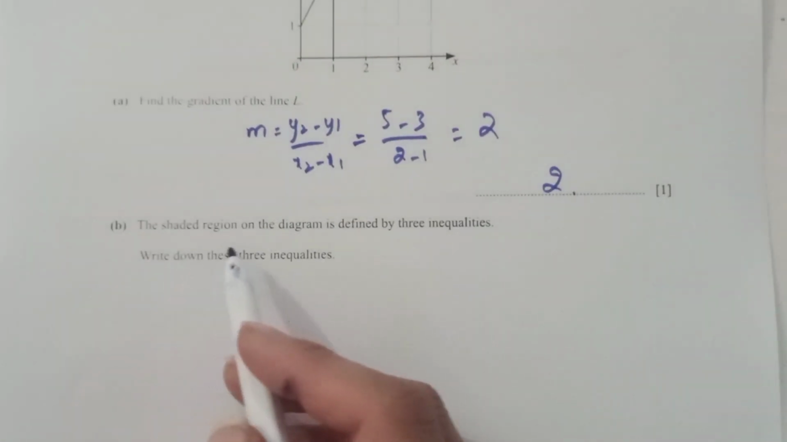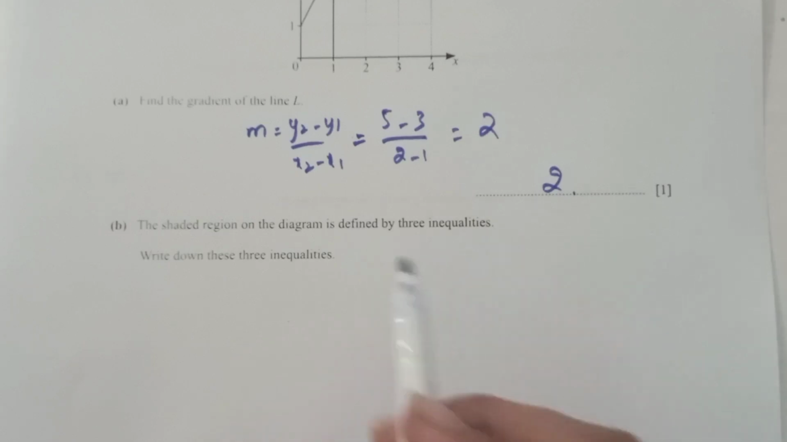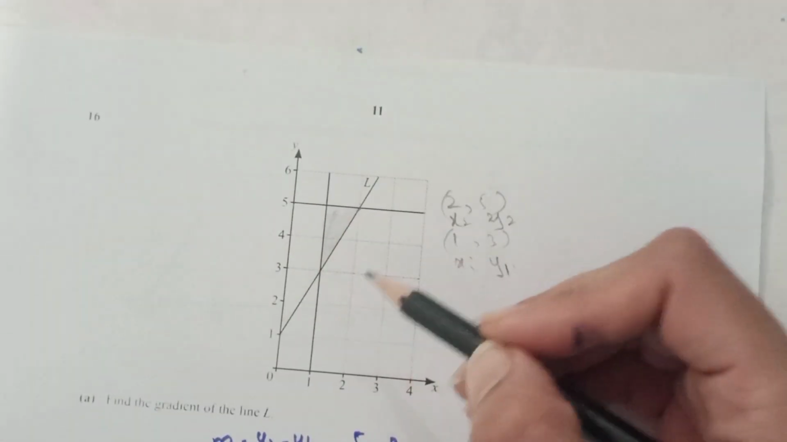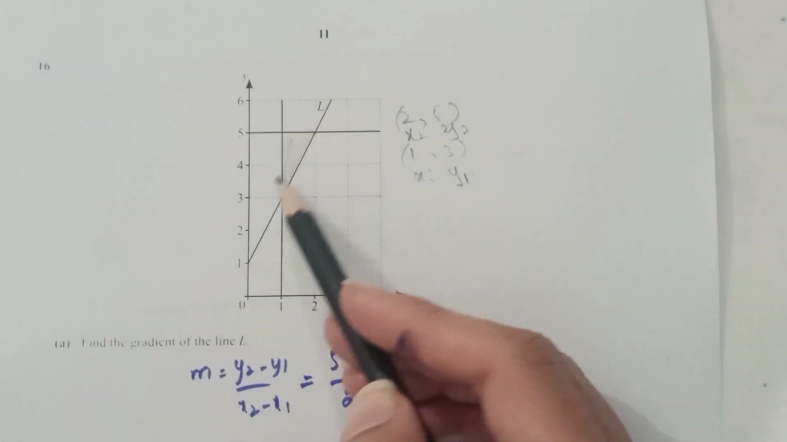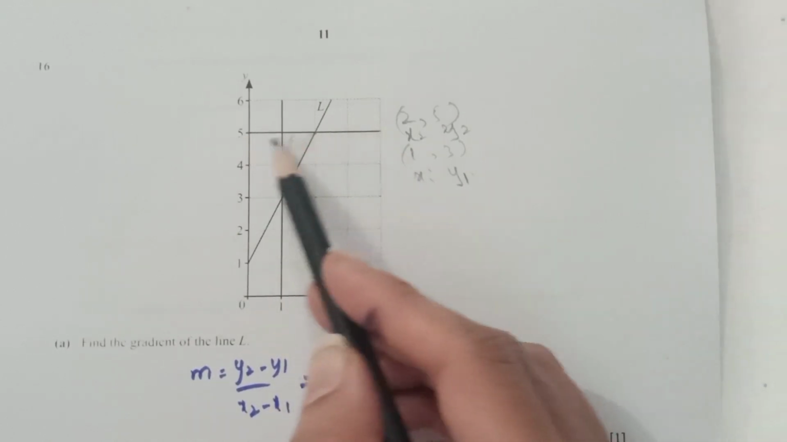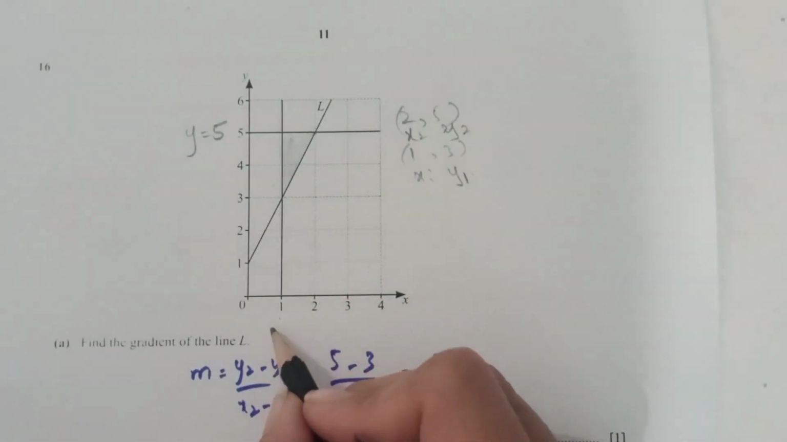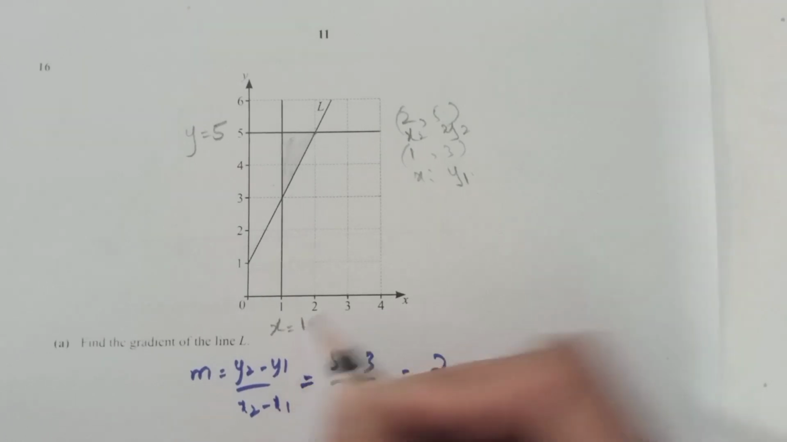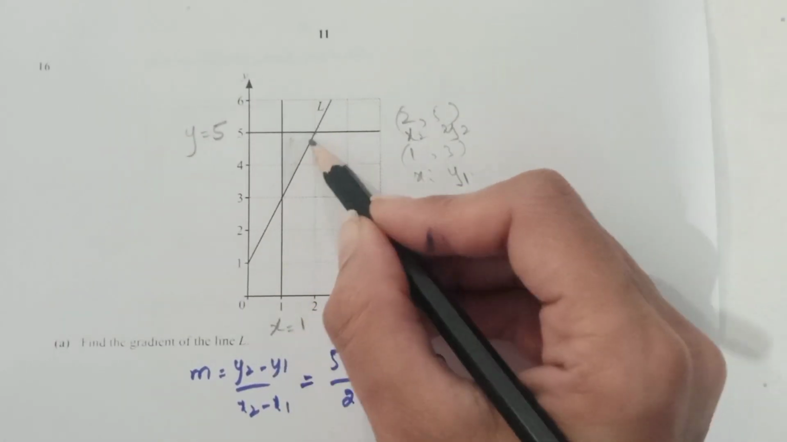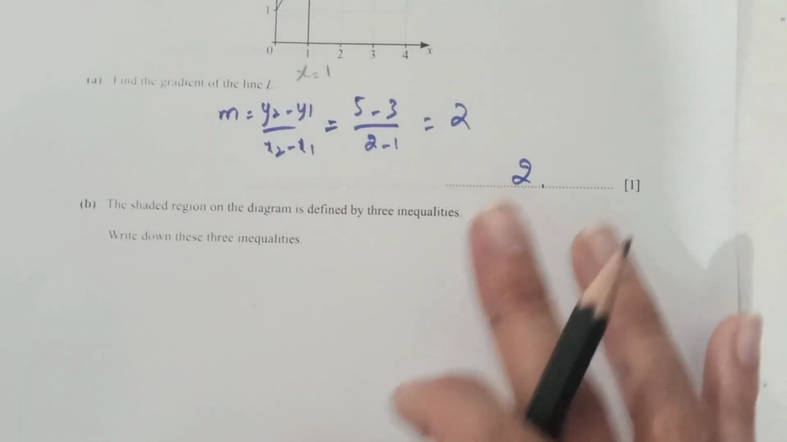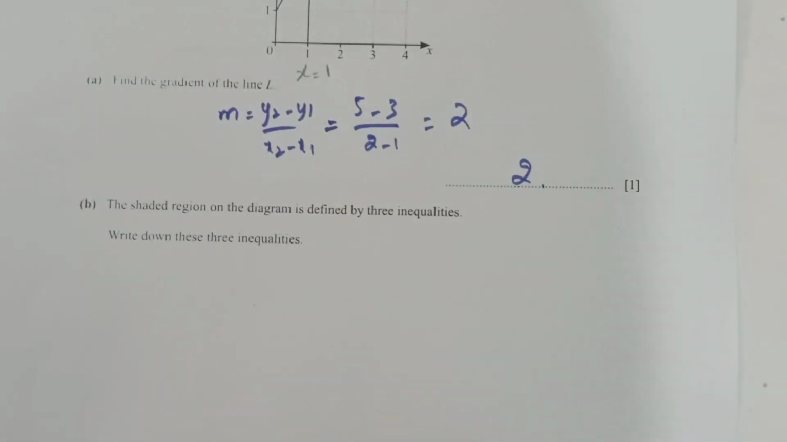Now students, part B, the shaded region on a diagram is defined by three inequalities. Write down these three inequalities. That is the shaded region, that triangle, and we have to find the inequality of three lines. We see that one line is y is equal to 5, and that line is x is equal to 1. And we already found the gradient of line L, which is 2.